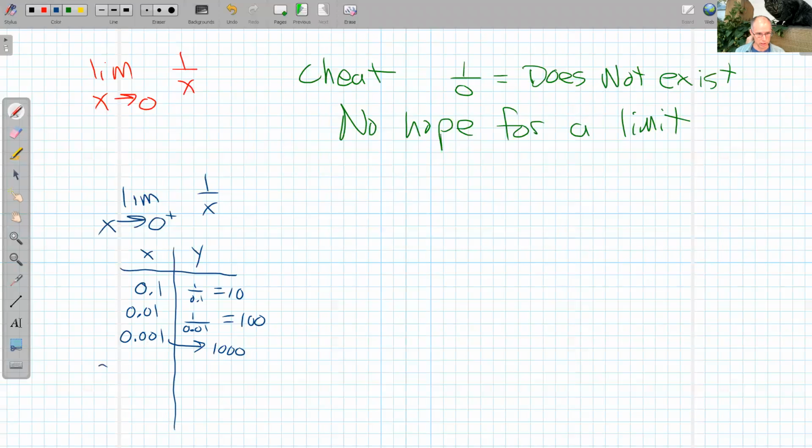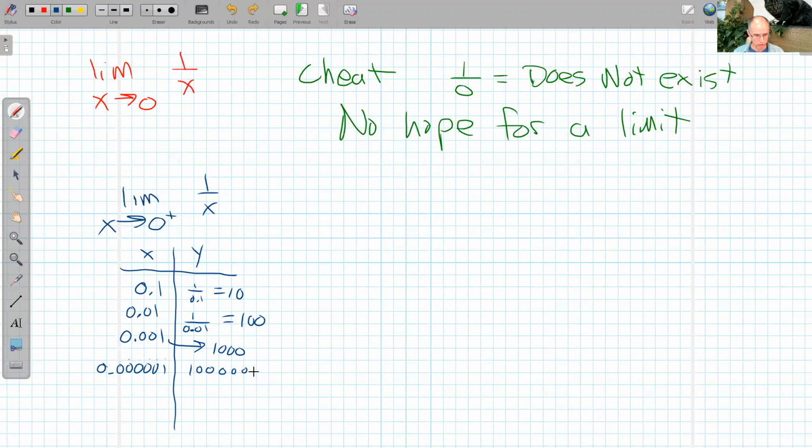So if I plugged in 0.0000001, tenths, hundredths, thousandths, ten-thousandths, hundred-thousandths, millionths, 1 over that would be equal to 1 million.